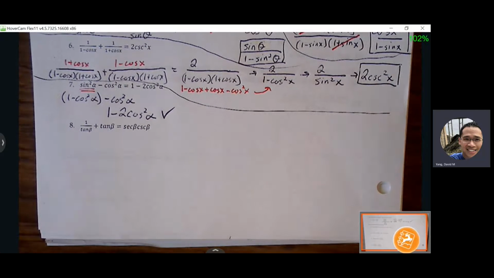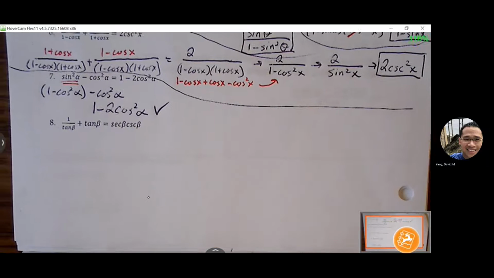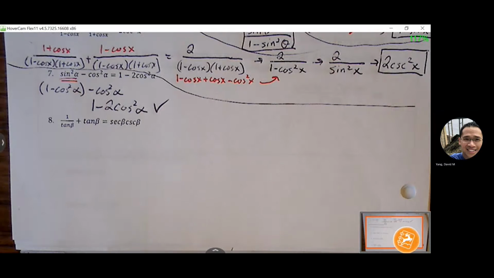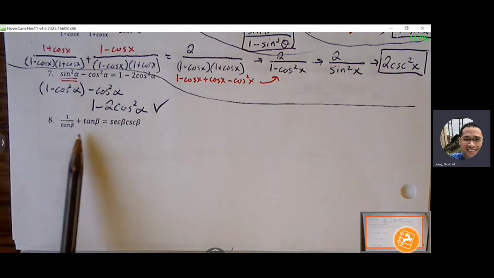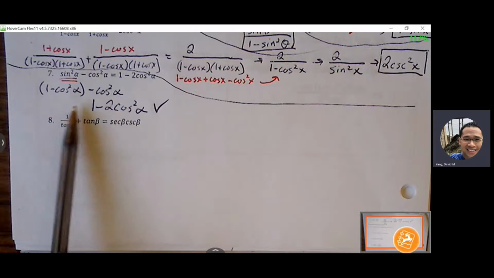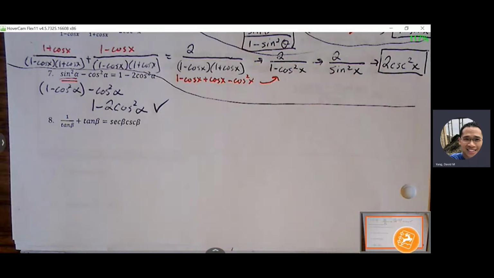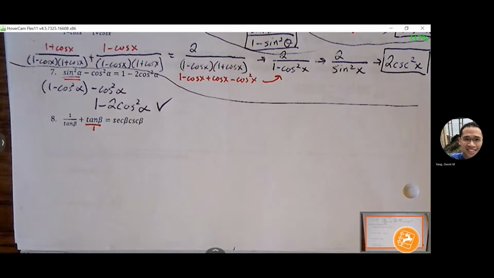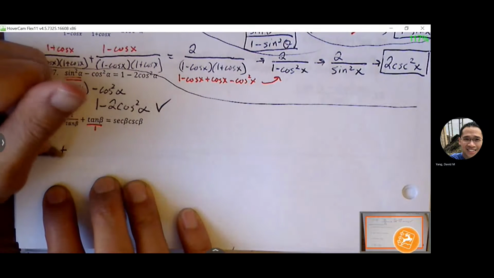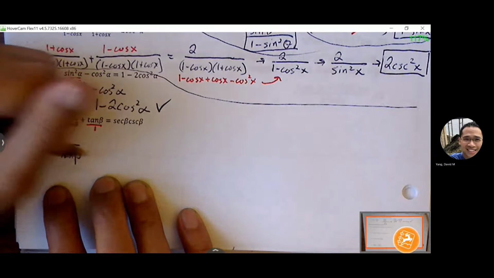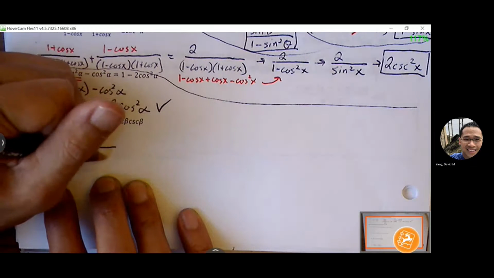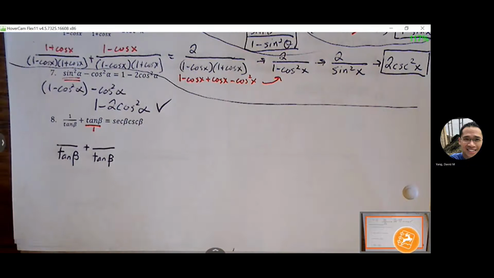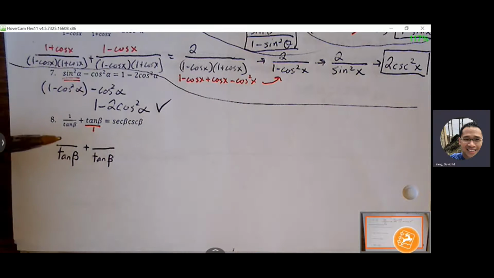Number over tangent of b plus tangent b equals secant. I'm looking at the left side saying, okay, we've got some partial fractions here. Maybe I can find a common denominator and start to push them together. What's my common denominator? Denominators of both fractions. Let's see if we do some balancing here.